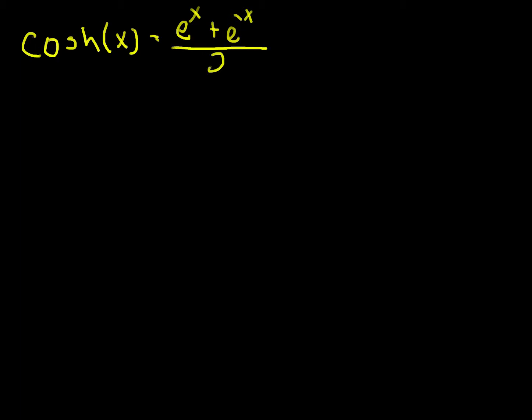all over 2. And its counterpart, the hyperbolic sine, is equal to e to the x minus e to the negative x, so it's e to the x minus e to the negative x all over 2.